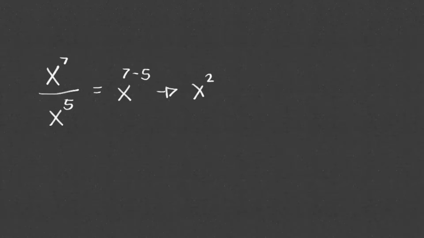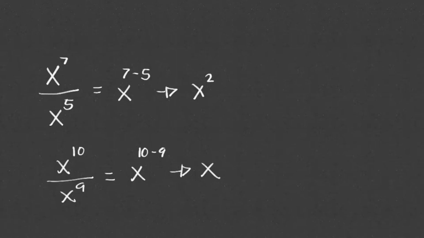Another example is x raised to the 10th power divided by x raised to the 9th power. So let's subtract the exponents. X raised to 10 minus 9. Therefore, the answer is x raised to 1, or simply x.